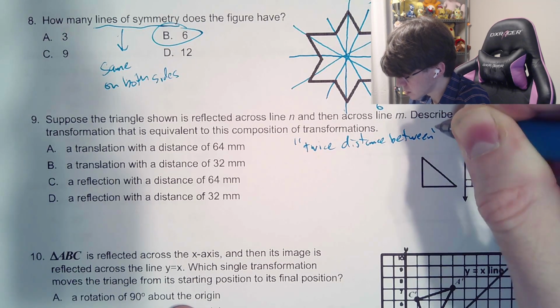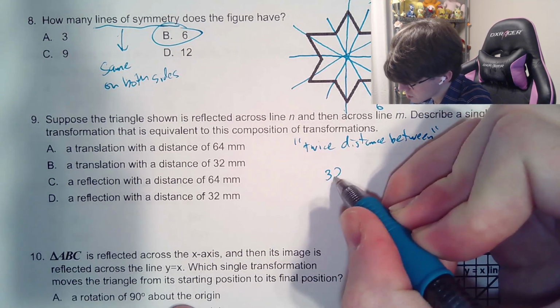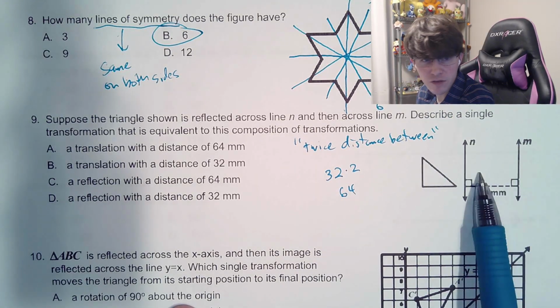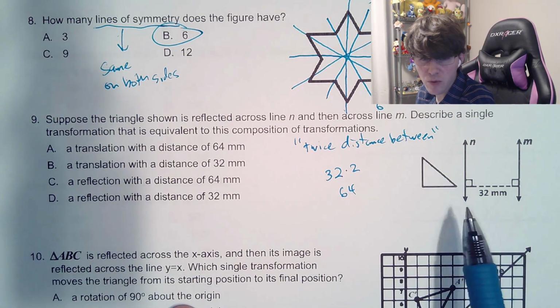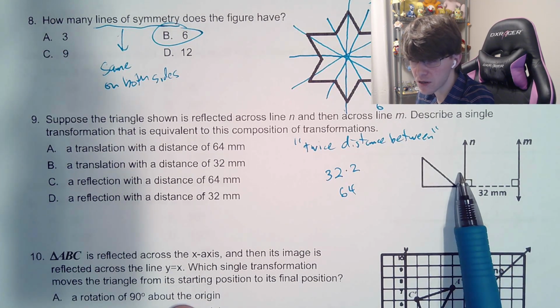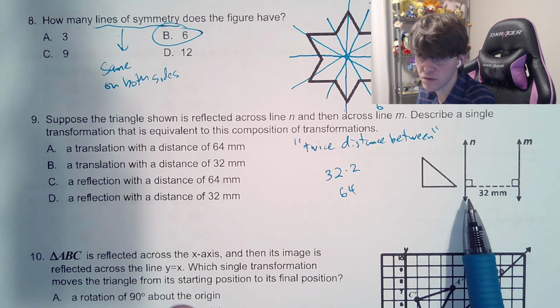Because it is twice the distance between, all we have to do is 32 multiplied by 2, and we're going to get 64. So it's going to be flipped over and then flipped over again. By the way, even if it was flipped over this one and then this one, it would still be moved 64, just moved in the opposite direction.